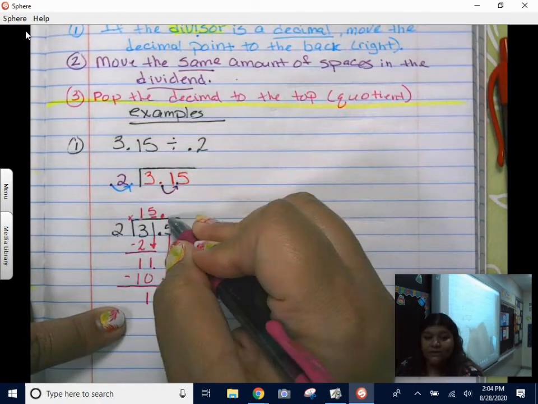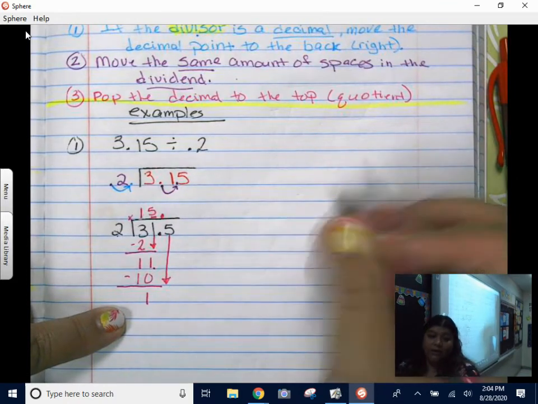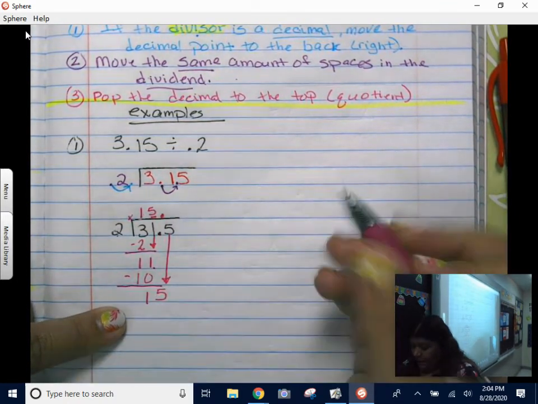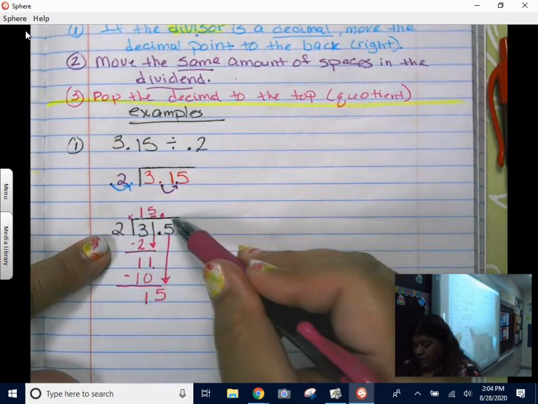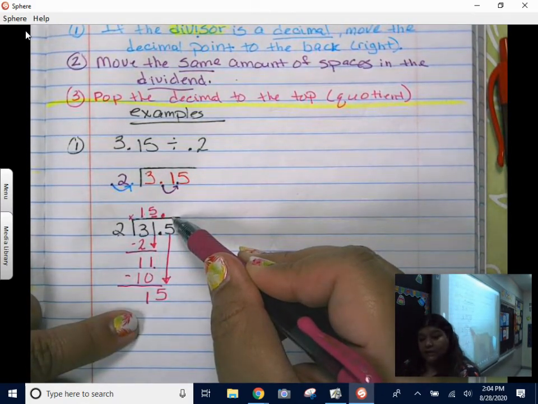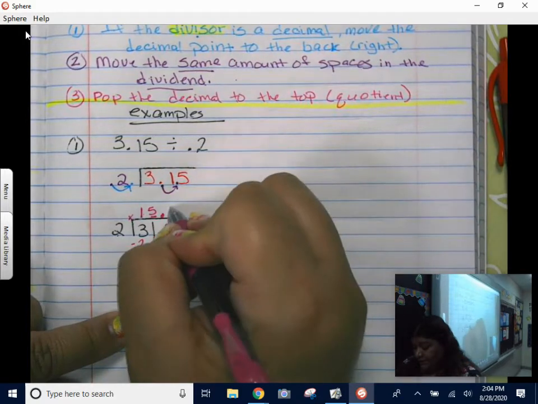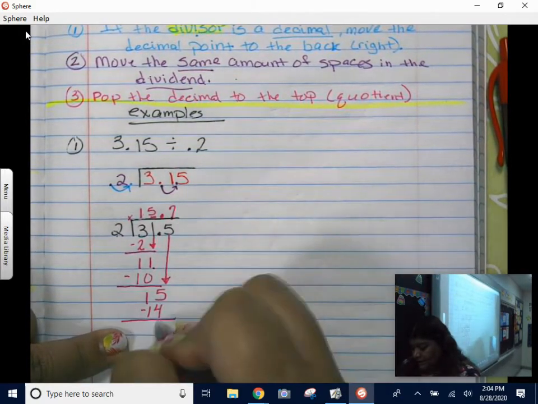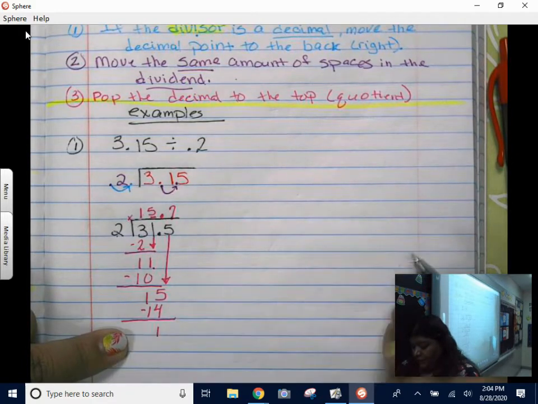Once you pop that decimal to the top, you don't have to worry about it down here. Now we're just doing long division. That's it. Okay? So I'm bringing the 5 down, and I have 2 times what gets me close to 15? 2 times 7. That gives me 14. I subtract. That gives me 1 left over.